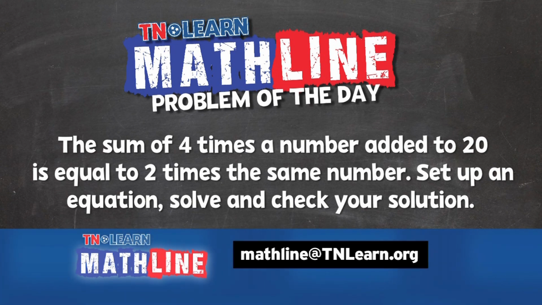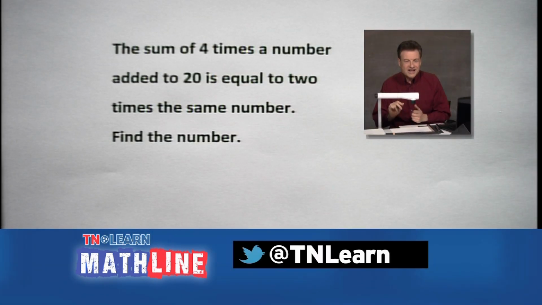All right, lots of things there. Sum of 4 times a number added to 20 is equal to 2 times that same number. Set up an equation, solve, and check solution. All right, so hopefully you've had a chance to read through that, and let's see what's going to happen. We're going to give you the Reader's Digest version here.